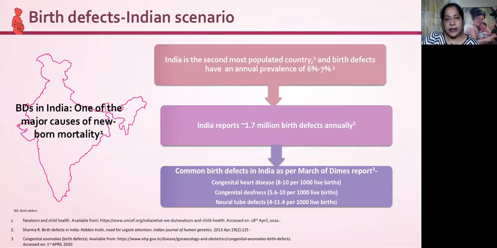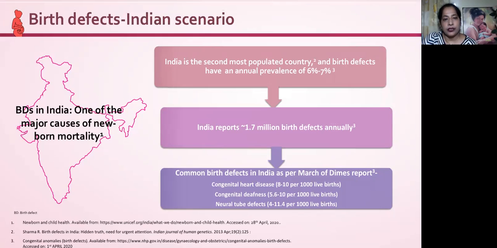If you look at the scenario in India, India is the most populated country and the annual prevalence of birth defects is 6 to 7%. India reports 1.7 million birth defects annually, and the commonest ones, as per the March of Dimes report, are congenital heart disease, congenital deafness, and neural tube defects.